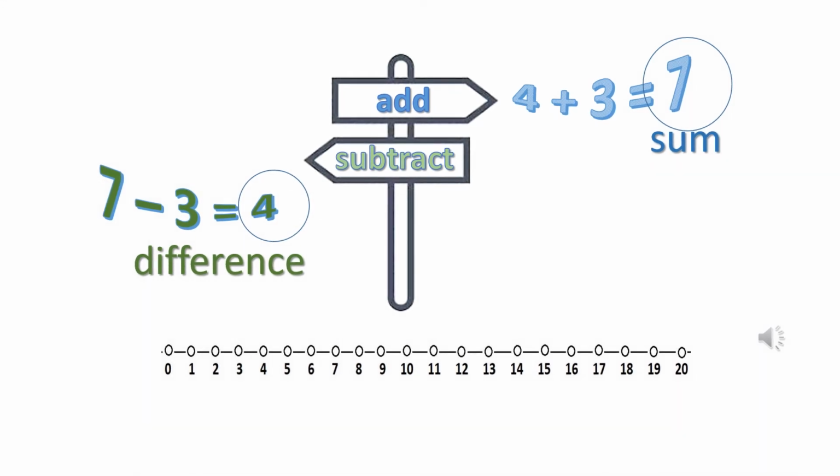So just remember, whether you add or subtract, it's easy to draw a number line. And when you add, you start with a number, plus, plus, plus, and you end with a bigger number. The answer is called the sum. When you subtract, you start with a bigger number and minus, minus, minus to a smaller number. You end up with an answer that's called the difference when you subtract.